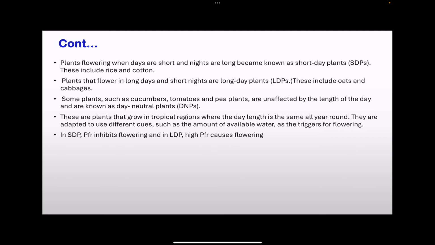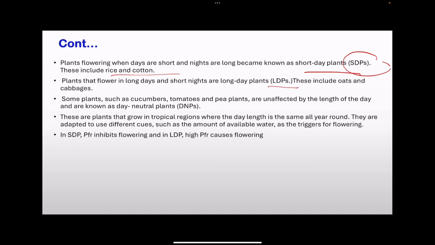Phytochromes affect plant flowering. Plant flowering depends on the length of day. The plants that flower when days are short and nights are longer become known as short day plants, or sometimes called SDPs. These include rice and cotton. And those that flower when the days are longer and the nights are short are called long day plants. These include oats and cabbage.